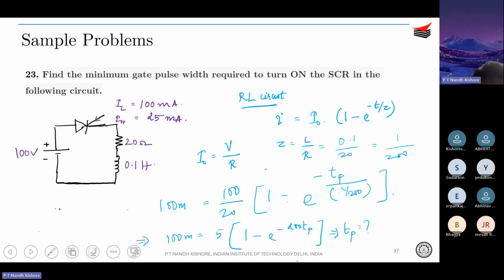Simple, right? I is equal to I naught into 1 minus e power minus t by tau. You know what is I naught, you know what is tau, all the values are given over here. And remember that this is during turn on, therefore you need to use IL. So 100 milli is your IL, and then you just substitute over here and find out what is TP. If anyone does this faster, you can tell me the answer as well.